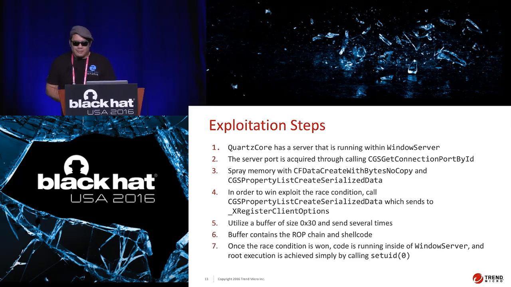Oh man, this is a lot. So basically with this slide, don't let it intimidate you. They basically called the Windows server to get the connection port to be able to call the vulnerable function. They sprayed memory and won the race, and then you hit the ROP chain by hitting your stack pivot and then run your shellcode. And if you're running in the Windows server, you're running as the Windows server user, but all you have to do is basically call setuid 0 and then you're root. So that was it.